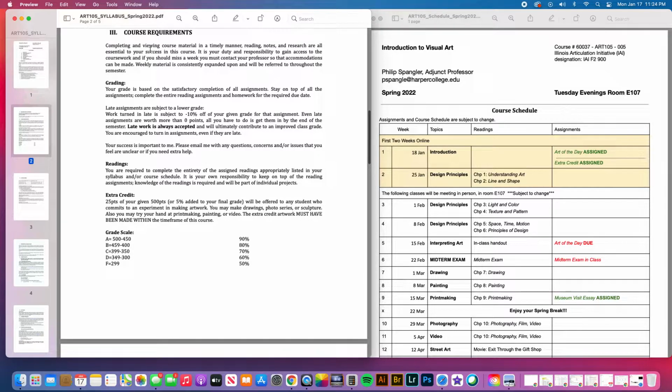So in this section, we have the course requirements. And basically, you are responsible for completing the assignments in a timely manner, and you are responsible for attending class. And just know that every week, the material that we go over expands upon the knowledge that we accrue throughout the week before. So it is important for you to attend class so that you can understand the logic of how the class progresses.